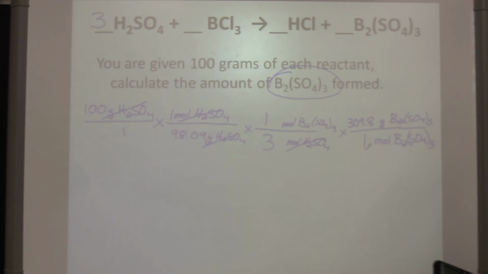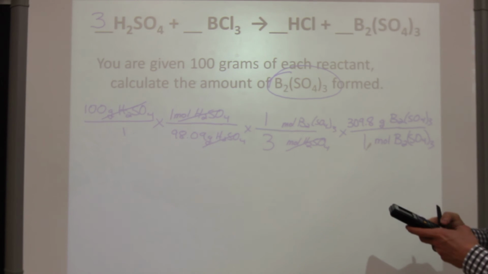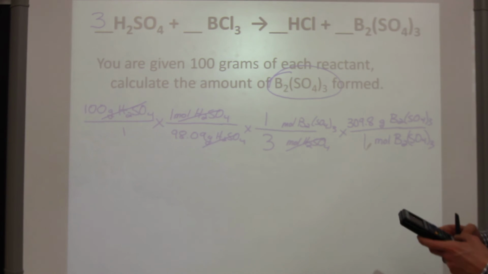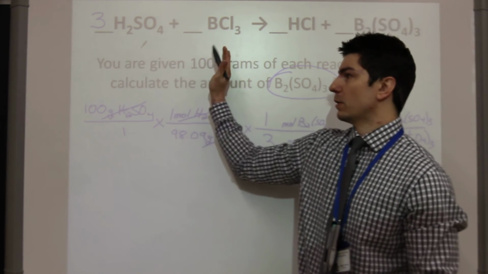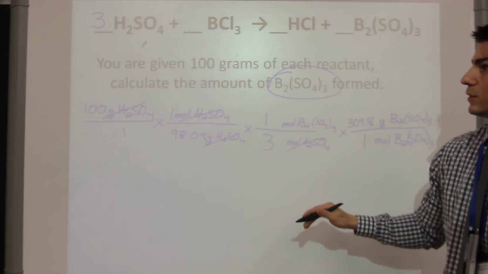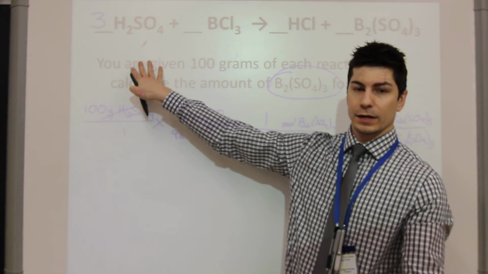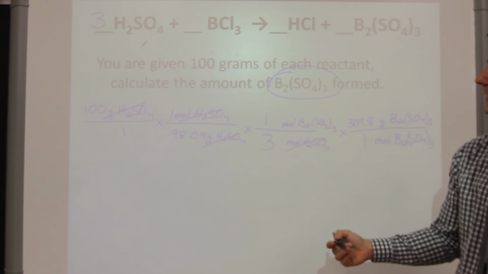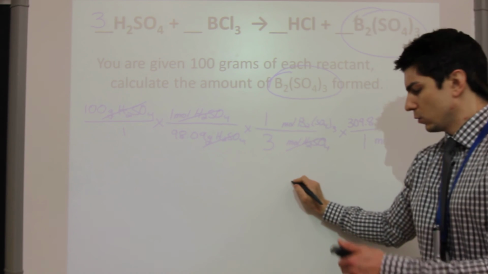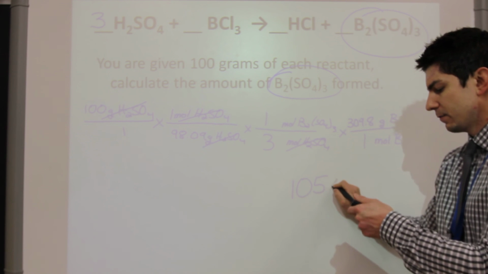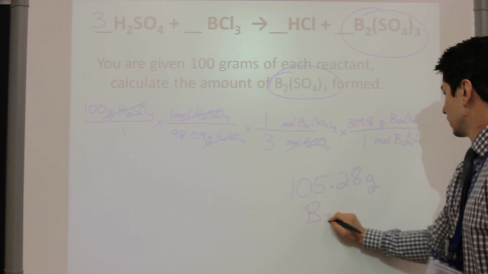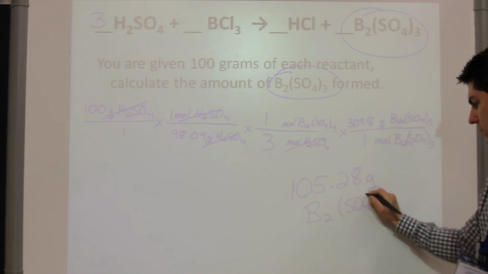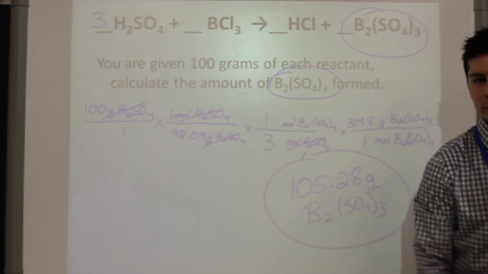And then lastly, we just got to put this in our calculator, so it'd be 100 times 309.8 divided by 98.09 times 3. And we find out that if this reaction occurs with the reactants of both having 100 grams, we are going to have sulfuric acid as our limiting reactant. And if that's the case, we will have 105.28 grams of boron sulfate produced.